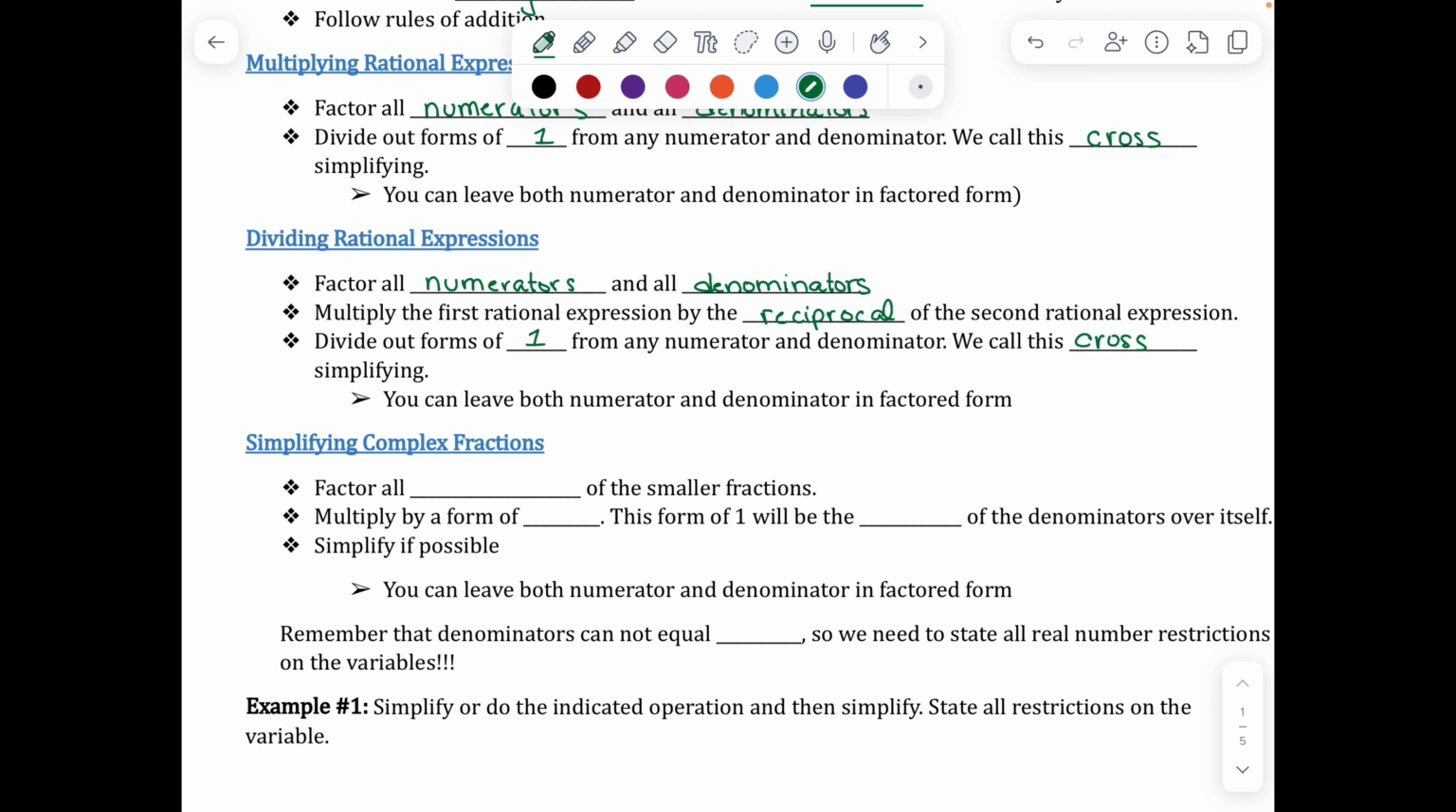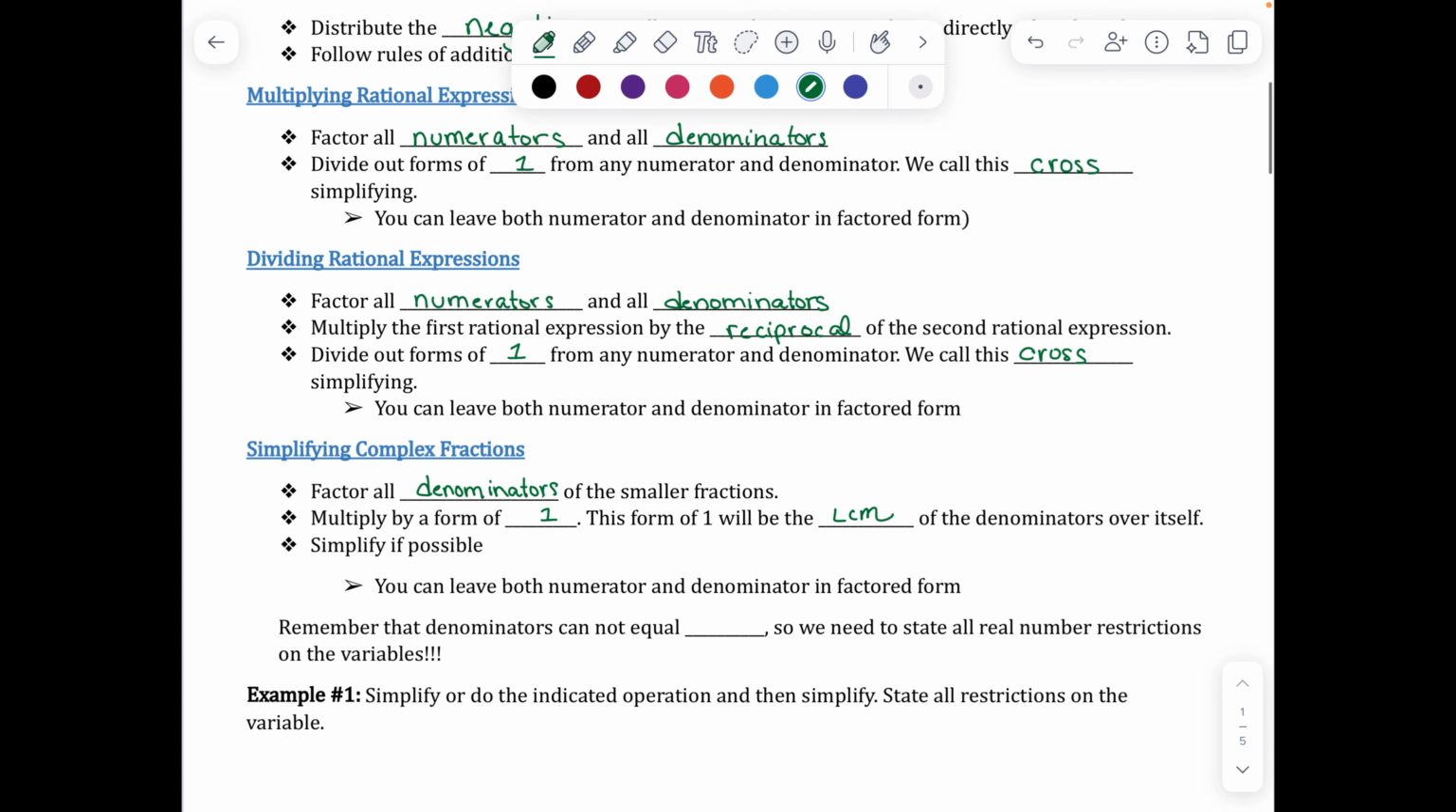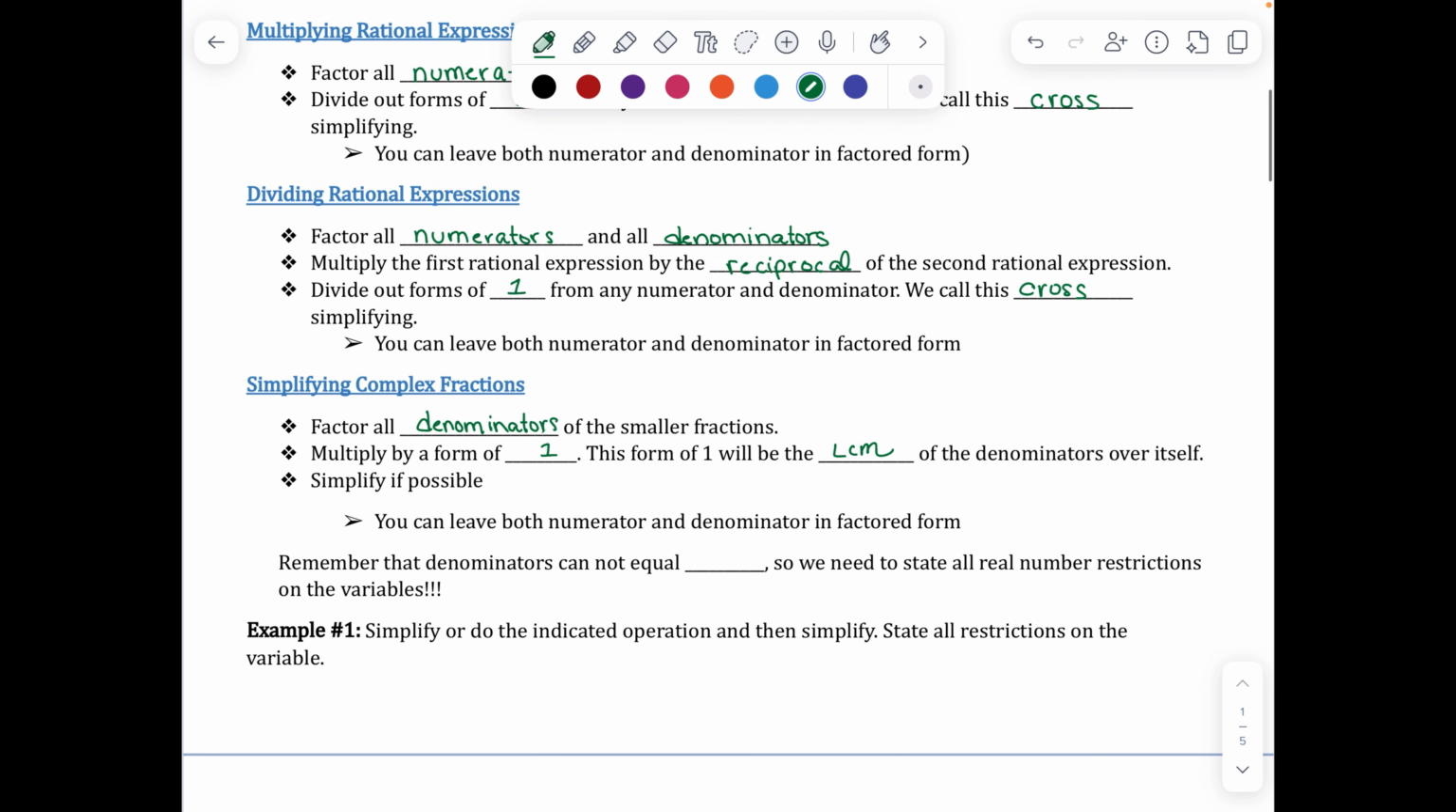Last thing we went over with these rational expressions was simplifying complex fractions. We want to factor all the denominators of the smaller fractions. So this is when we have fractions within a fraction. Then we're going to multiply by a form of 1. This form of 1 will be the LCM of the denominators over itself. So again, we're going to do plenty of examples of these. Then we want to simplify if possible. Again, leave everything in factored form. Remember that denominators cannot equal 0. So we need to state all real number restrictions on the variables.